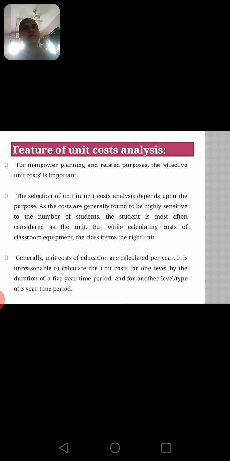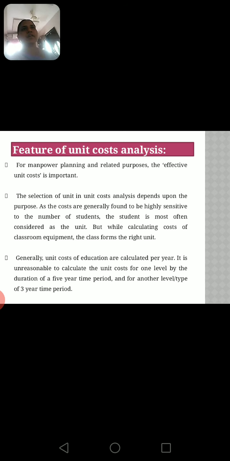Second, the selection of the unit in unit cost analysis depends upon the purpose, as the costs are generally found to be highly sensitive to the number of students. The student is most often considered as the unit, but while calculating costs of classroom equipment, the class forms the right unit. Generally, unit costs of education are calculated per year.